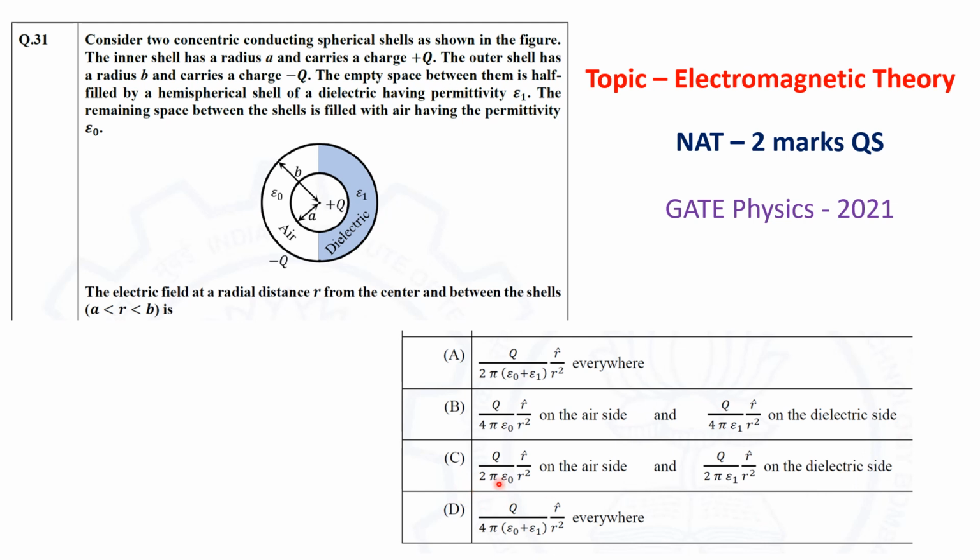Option C, q by 2 pi epsilon naught multiplied with 1 by r square along the r cap direction on the air side, and q by 2 pi epsilon 1 multiplied with 1 by r square along the r cap direction on the dielectric side. Option D is q by 4 pi times epsilon naught plus epsilon 1 multiplied with 1 by r square along the r cap direction everywhere. So let us see the solution part.